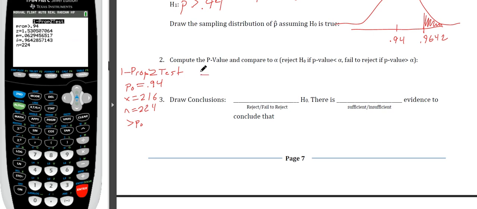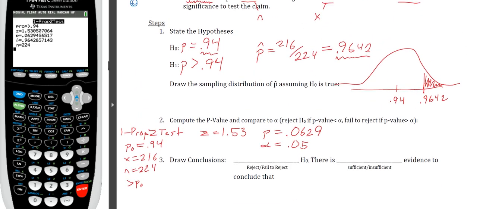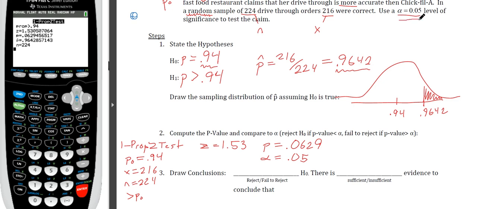And what we get is z, our test statistic, it doesn't ask for it, but it's always good to write it down too, is 1.53. Sometimes it'll ask for the test statistic z. And p, the p-value, is 0.0629. It was given in the description that alpha was 0.05. That was the last sentence in the description, that we wanted to use a 0.05 level of significance to test.